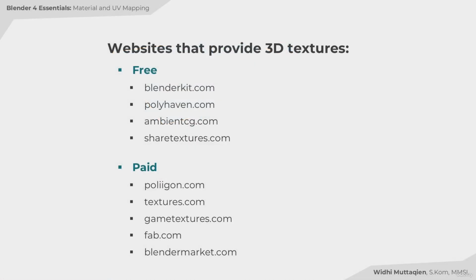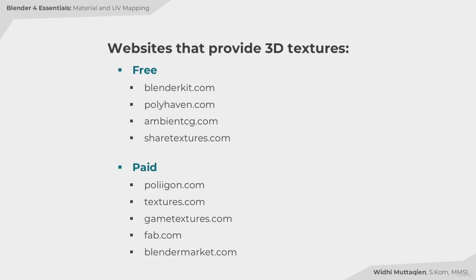There are many websites that provide textures for 3D usage. Some of these websites provide textures for free, such as BlenderKit.com, Polyheaven.com, AmbientCG.com, and so on. Some websites provide paid textures with several free ones. For example, Polygon.com, Textures.com, GameTextures.com, Fab.com, and so on.